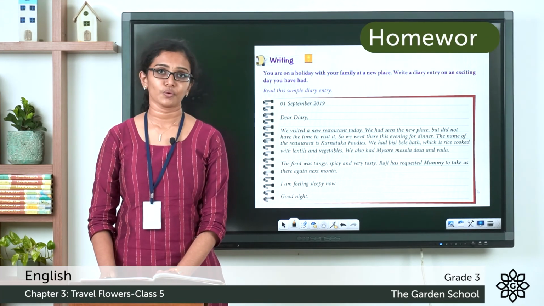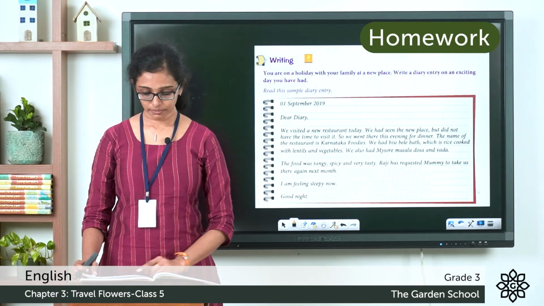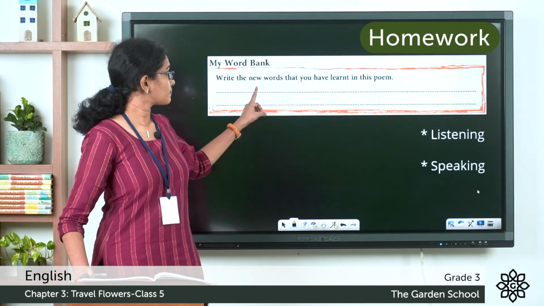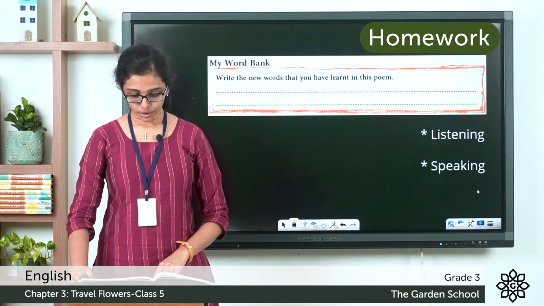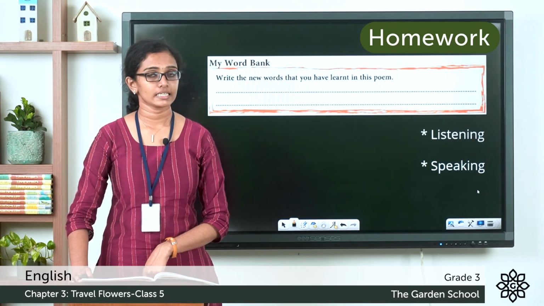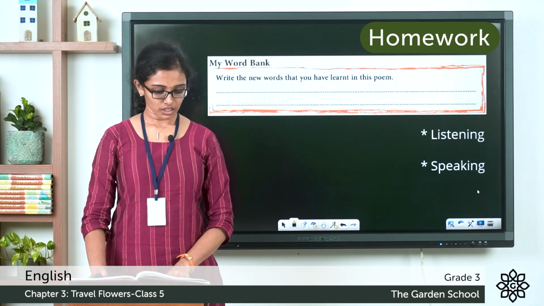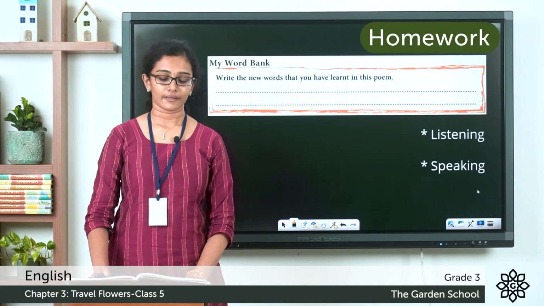As an activity for the day, you can do the vocabulary exercise in page number 47. And also, we can see this box given in page number 49, my word bank. So write here the new words that you learned in this chapter. And in page number 48, you can see the headings listening and speaking.